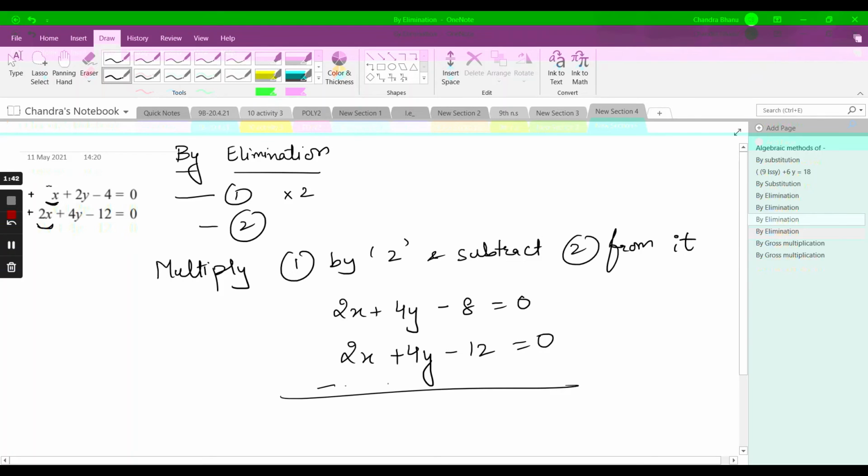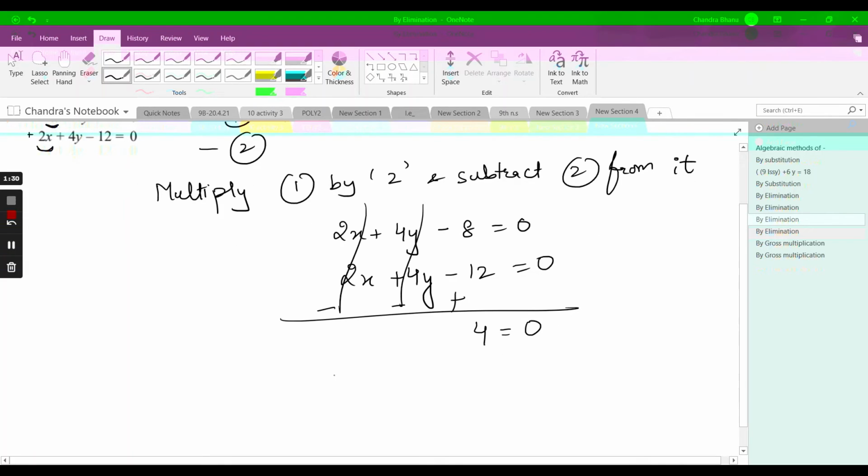Now change the signs. The first term is getting cancelled and the second one is also getting cancelled. And I am getting 4 is equal to 0. But is this true? No, this is not true. So which is false? So again I'm getting the same situation as that we did in substitution method. So therefore we have no solution. Whenever you have a false statement, you have no solution.